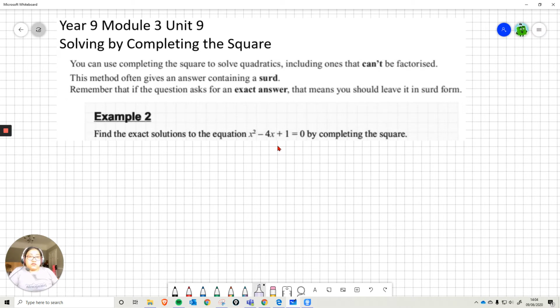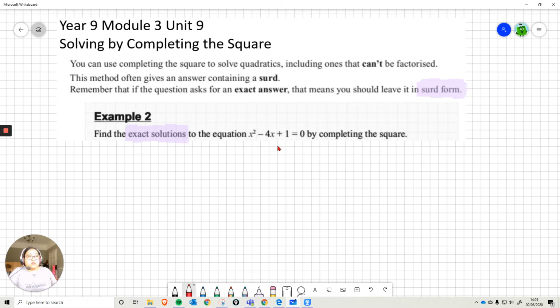It says find the exact solutions to the equation x squared minus 4x plus 1 equals 0 by completing the square. There are a lot of keywords here, but the two most important at the minute are exact solutions. What that means is we don't want our answers to be decimals at the end. We want our answers to be exact, and that usually means leaving your answer in the form of a surd. And we're going to use completing the square to do that.